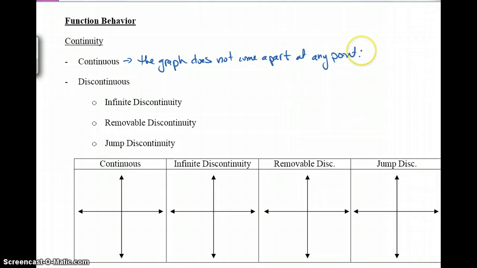Or if you were to draw the graph, so if we look down here at the continuous graph, if you were to draw the graph, you could draw the graph without ever picking up your pen. You can draw the entire graph without having to pick up your pen. So now that we have a basic idea of what continuity is, or a continuous function is, we need to talk about when it is not continuous or when it is discontinuous.